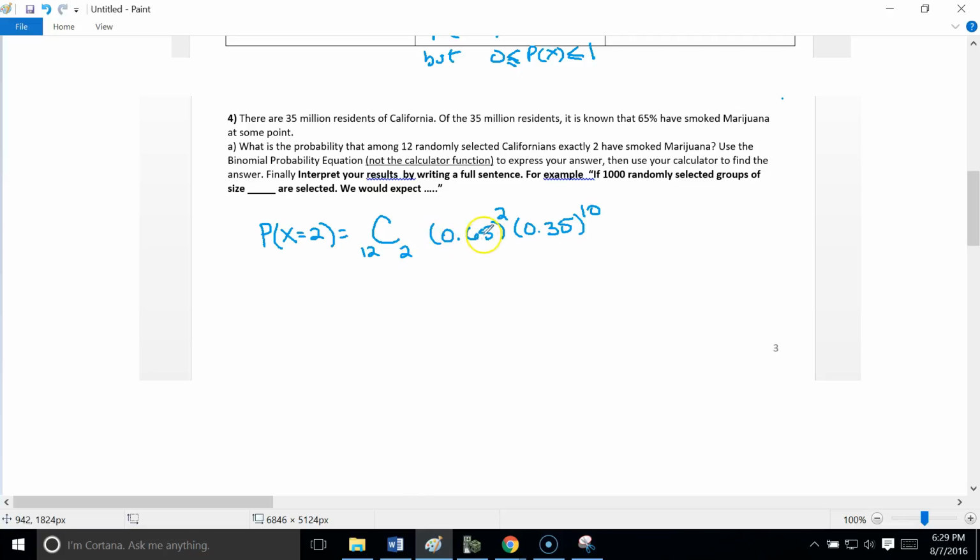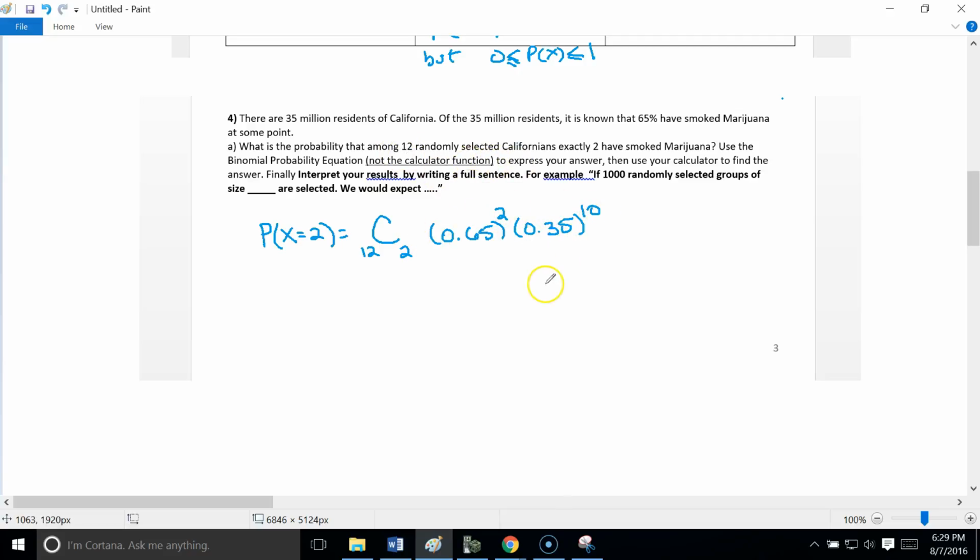Then we multiply times the probability of success, where here success is that we find an individual who answers in the affirmative. And that's given to us as 65%, so it's 0.65 to the power of 2 because there are 2 of them, times 0.35 to the power of 10, because if there are 2 people that said yes, then there must be 10 people that said no in our sample of 12.